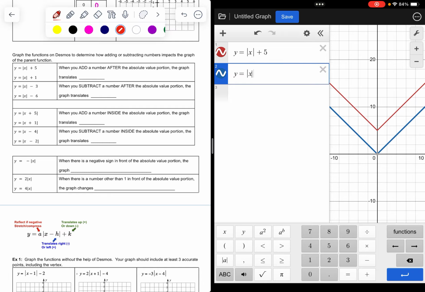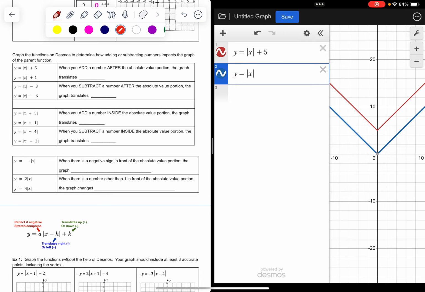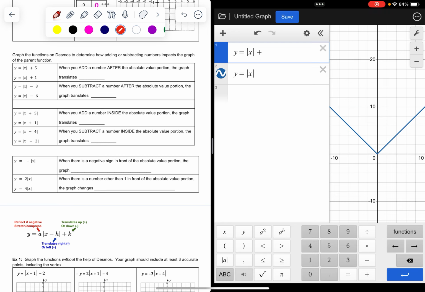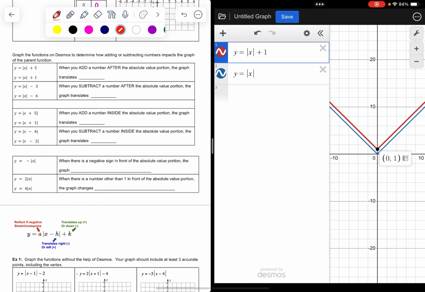So our absolute value of x is our original equation, the blue one there. The red one is when we're adding 5. So notice that it moved up. Our vertex was at 0, 0, and then it moved up to 0, 5. If we did plus 1, our new vertex is at 0, 1. So when you add a number after the absolute value portion, the graph translates up.